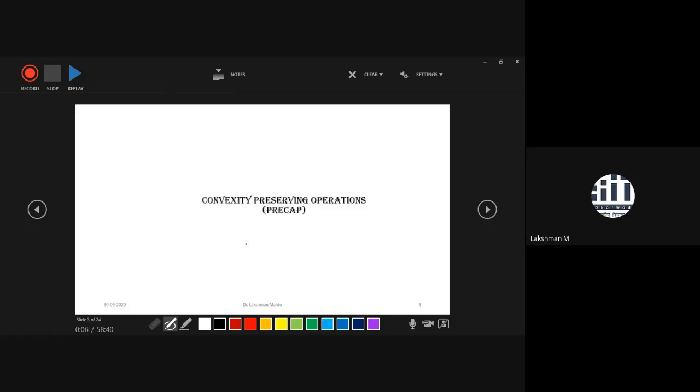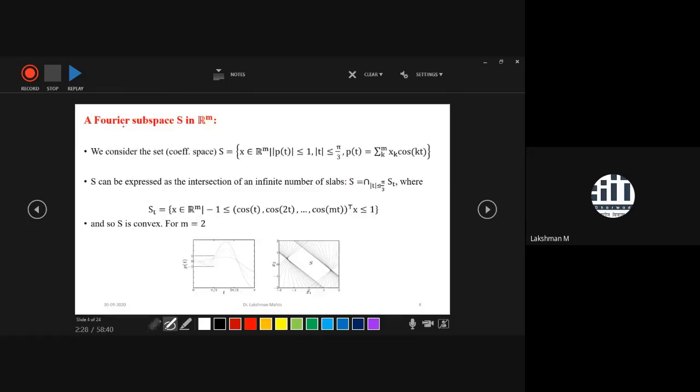So coming to convexity preserving operations for sets. So we will go to a quick recap. In the last class I had told that if you take two convex sets and take the intersection of those two convex sets, then what happens? The resultant is again a convex set. If these two are convex, then you can say that the intersection of two convex sets is again a convex set. That means intersection preserves convexity. That we had already seen.